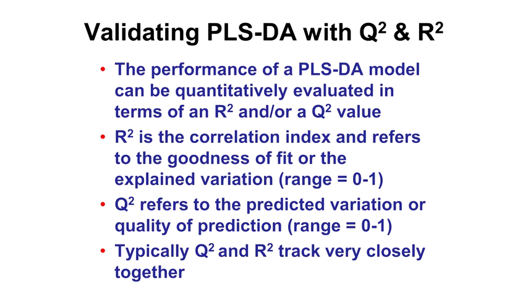Q squared is the predicted variation of the PLSDA plot, or a measure of the quality of prediction, and that also ranges between 0 and 1. And basically, R squared and Q squared are almost the same numbers. They track very closely.